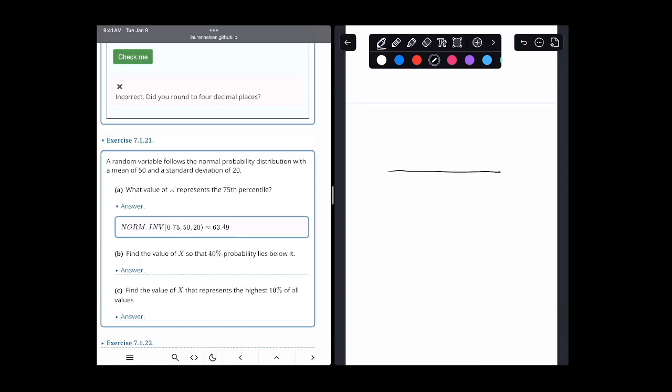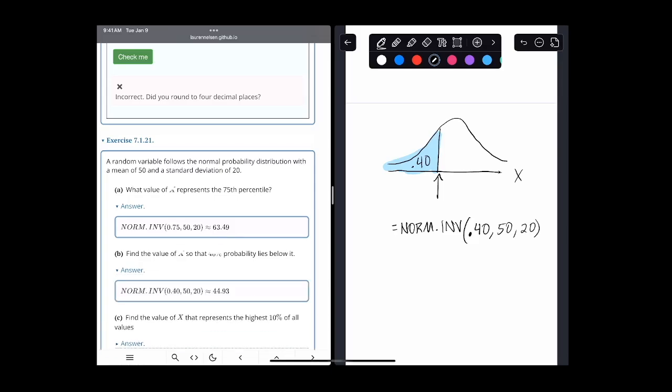Part B says find the value of x so that 40% probability lies below it. So that's really similar to what we just did. We would say, okay, I have an area of 0.4 to the left, and I want to know what x this is. So I would do norm.inv, since I'm given an area or a probability, and I would plug in that probability to the left along with my mean and standard deviation, and that would give me about 44.93. And this makes sense because in the middle we have 50, and so this seems reasonable.